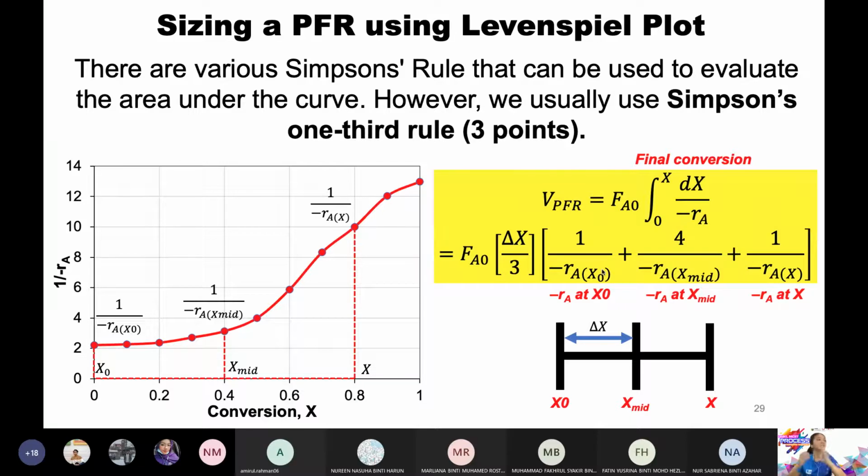5/7 another formula, 7/12 another formula. Okay, if you forget, what's the difference? The difference is how you split the plot. What does that mean? Okay, say for chemical engineering, for reaction we use Simpson 1/3 rule. So Simpson 1/3 rule will divide the area under the curve into 3 points. If 5/7, it will split into 7 points, if 7/12, split into 12 points.